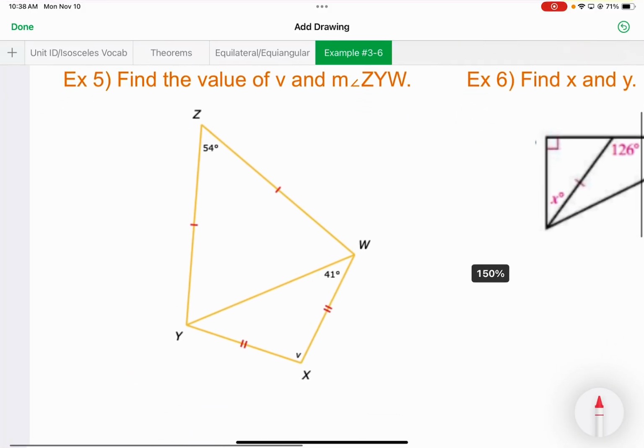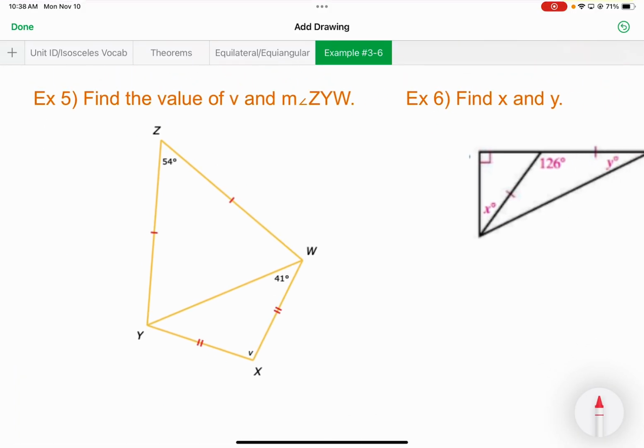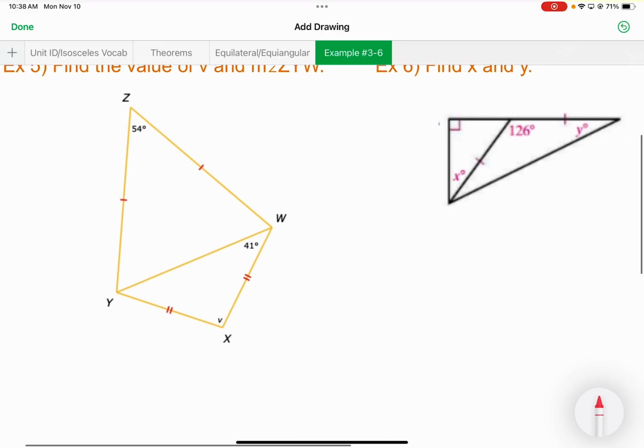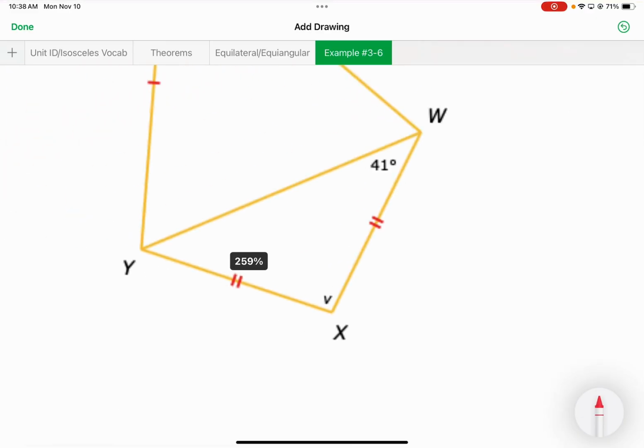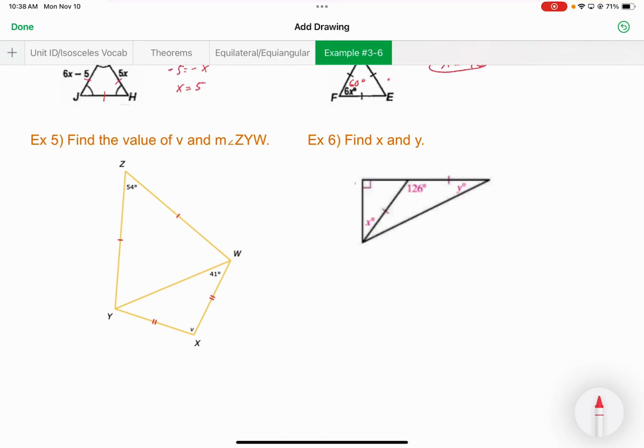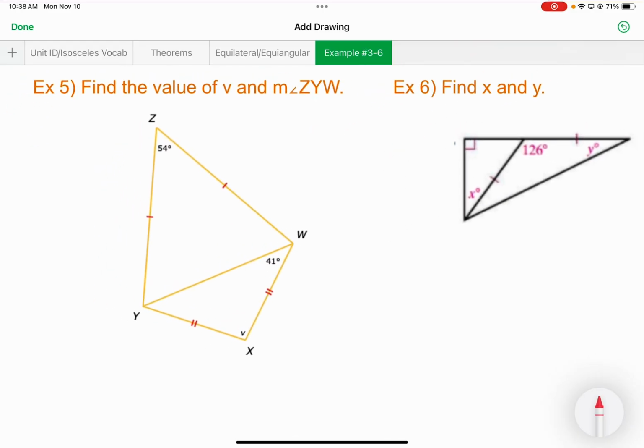All right, let's look at the ones on the bottom. These look a little more complicated. All right, so it says find the value of v, which is this incredibly small letter at the vertex of angle x. And then we also want to find the measure of angle ZYW, okay? So let's find the measures of our angles in our picture here. All right, what do we know? What do you got? What do you think? Where's your brain at? Braden, where are we starting?